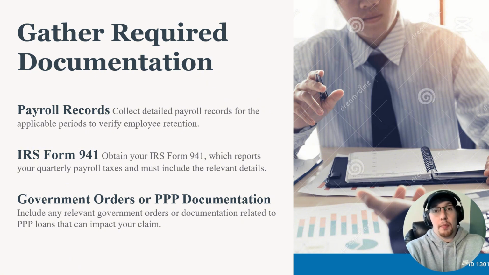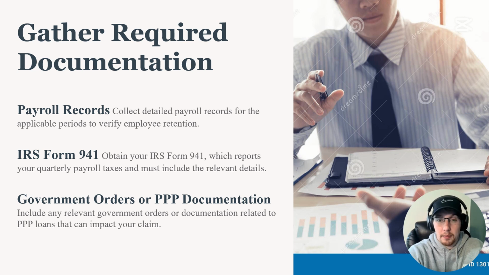Other things that you may need are going to be government orders or Paycheck Protection Program documentation, because that is one of the criteria to qualify, which is a separate topic. If you're watching this video, you probably already know that you qualify. This video is more so focused on how to apply for the credit. Those relevant government orders are just one of the ways that you can qualify for the credit, so it'd be a good idea to keep that on hand.